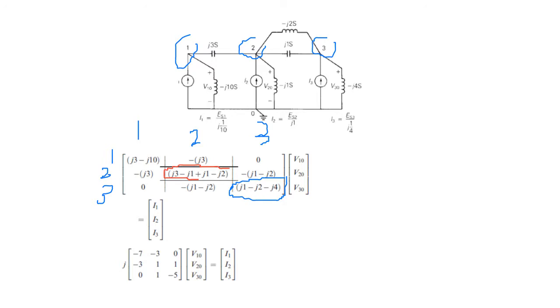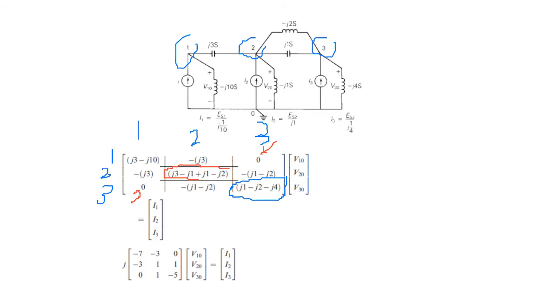Can you please say again why it's 0 for Y13? Because 1 and 3 are not connected. There is no impedance, no admittance between 1 and 3. So we put 0. You can also note here that this matrix is symmetrical. So Y13 equals Y31. As you can see, this is 0 here also. So the Y admittance matrix is a symmetrical matrix.